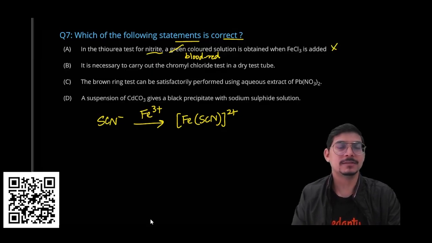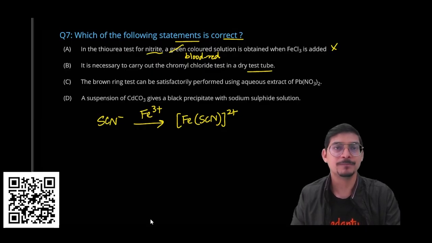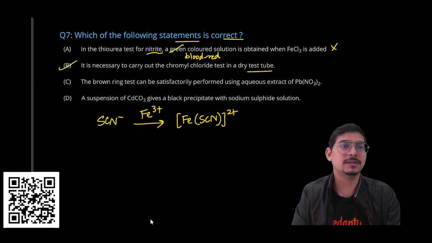Option B says that it is necessary to carry out the chromyl chloride test in a dry test tube. That is correct, because if the test tube already contains some amount of water or moisture, chromyl chloride, as it is highly sensitive to moisture, reacts with water and undergoes hydrolysis. And then we cannot use these chromyl chloride vapors for further confirmation. For example, hydrolysis to form a yellow solution or reaction with lead acetate to form a yellow precipitate of lead chromate. So option B is the correct answer.